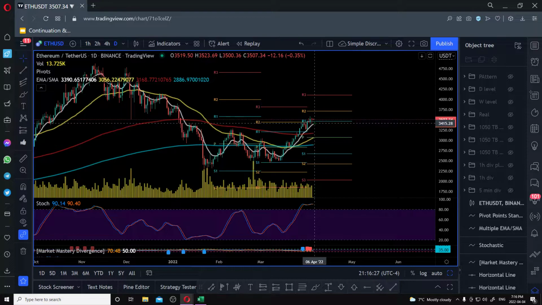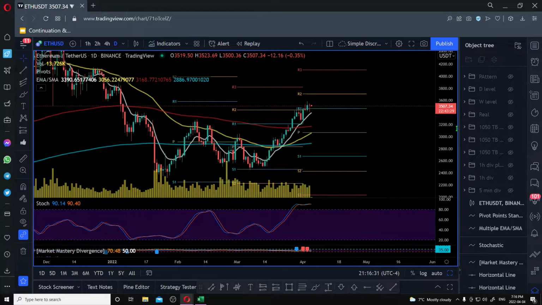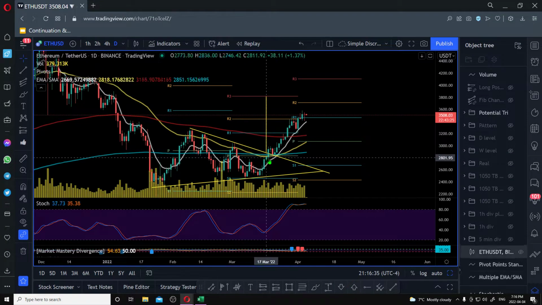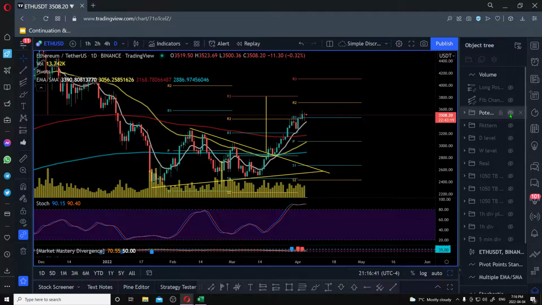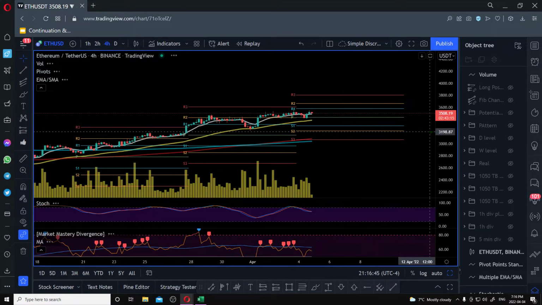Maybe even a consolidation around this region before continuing to our targets that we were above, right? We still have this triangle target that we broke up above, aiming for the 3,800, which we still have space to reach. Okay, so that's it for the daily. Now we're going to move on to the 4-hour and see what's going on.